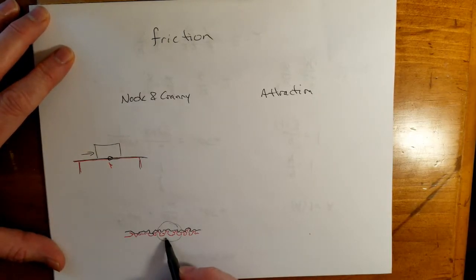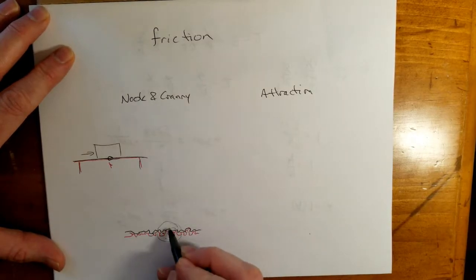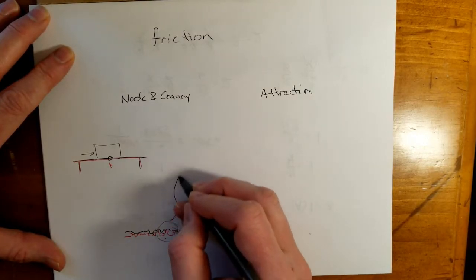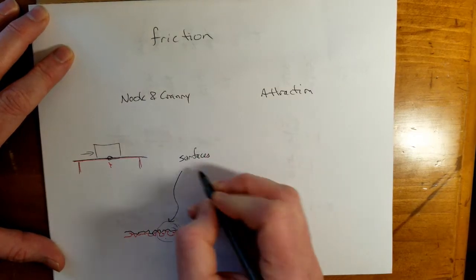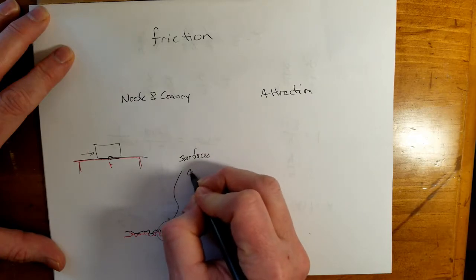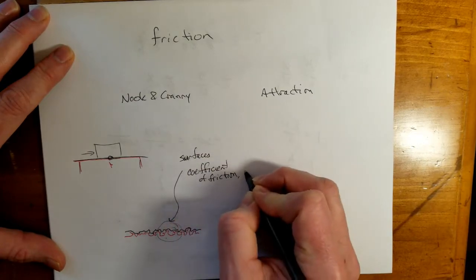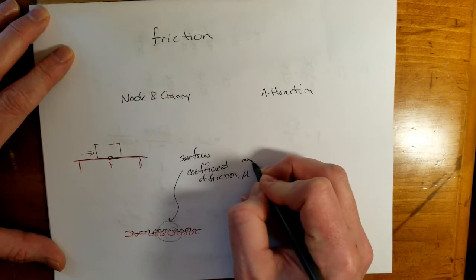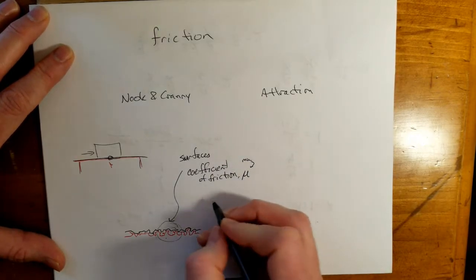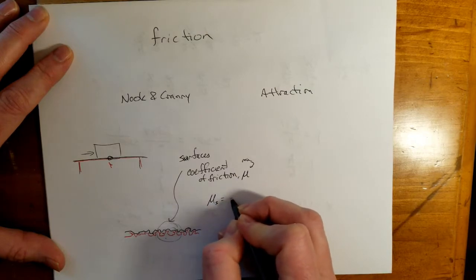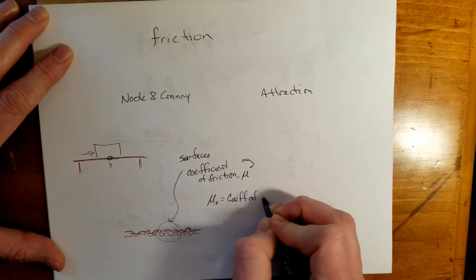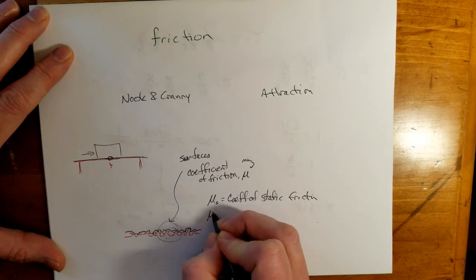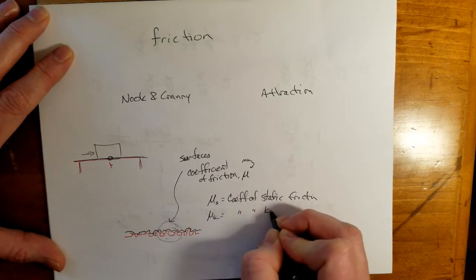So friction here depends upon these two surfaces and how many nooks and crannies there are. And so friction depends upon the surfaces. This is bundled up into something known as the coefficient of friction, represented by the letter mu. There are two types of coefficients of friction. There's mu sub s, which is the coefficient of static friction, or the static coefficient of friction. I go both ways on that one. And mu sub k, the coefficient of kinetic friction.